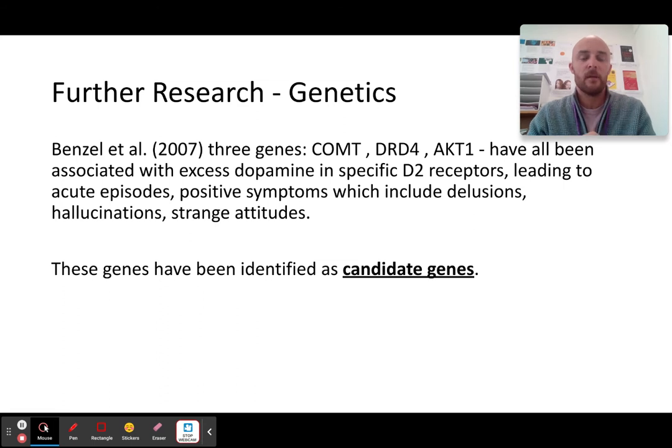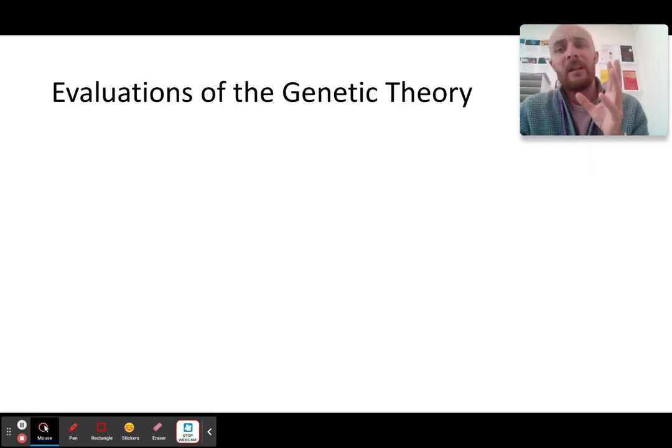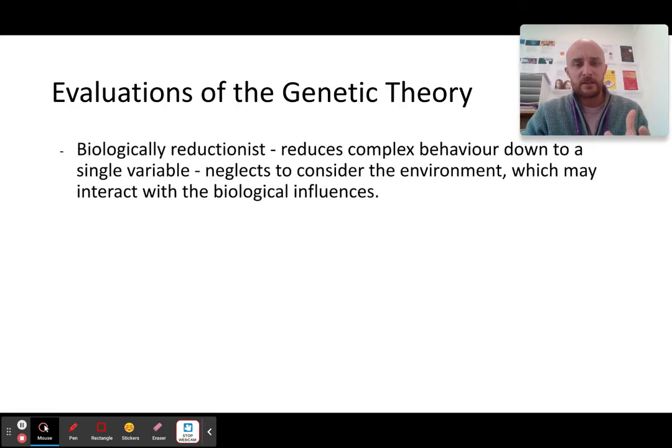Anyway, so in terms of evaluating the genetic explanation, first thing is biologically reductionist. But again, you need to know how to elaborate on that. Well, why is that bad? Well, what's the evidence? Well, it reduces a complex behavior of schizophrenia down to a single variable cause. You're literally saying that this really complex disorder is being caused by one single teeny tiny thing, right? Now, that's ignoring other factors, but it's also reducing it down too much.